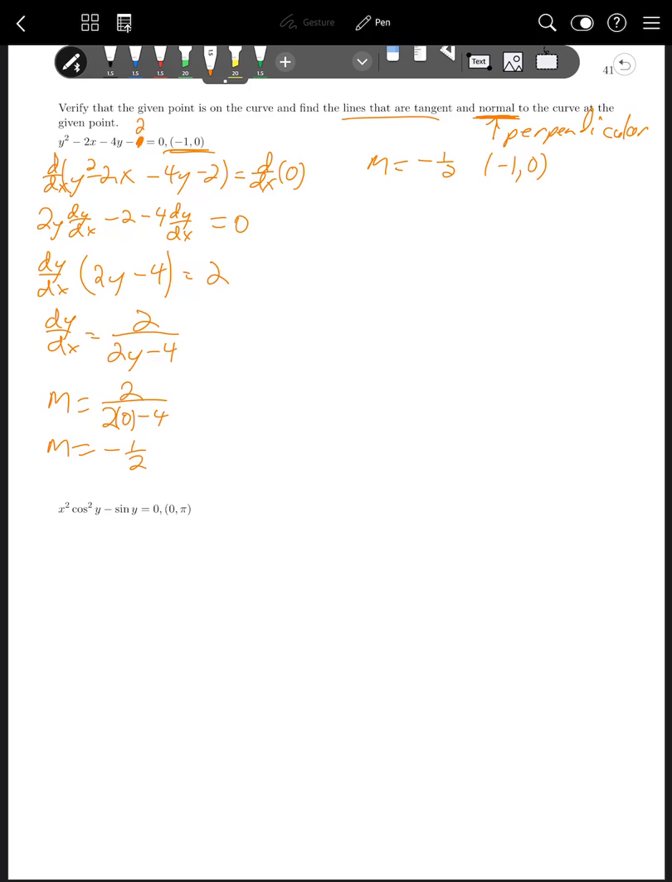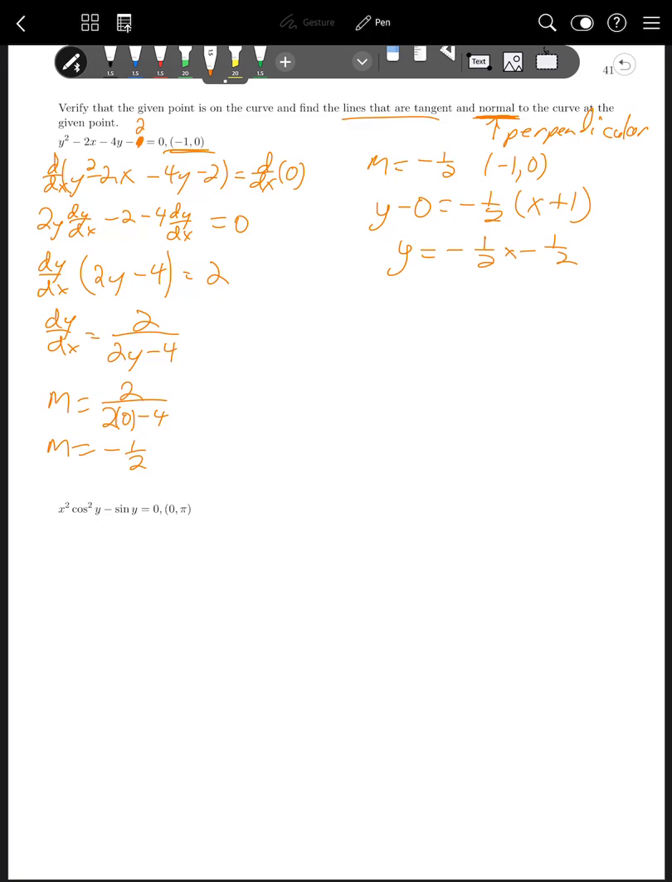So we just plug that into point slope form. So y minus 0 equals negative 1/2 times x plus 1, and distribute, and you get y equals negative 1/2 x minus 1/2. Okay, so that gives us the line tangent to it.